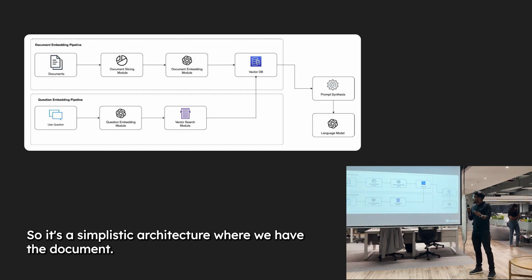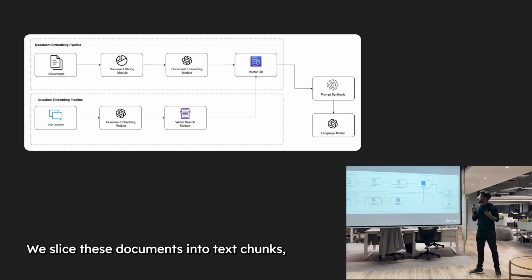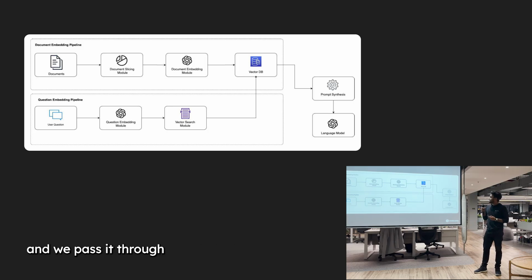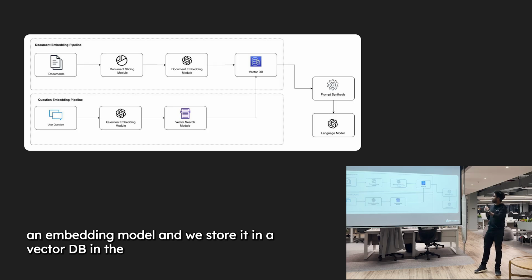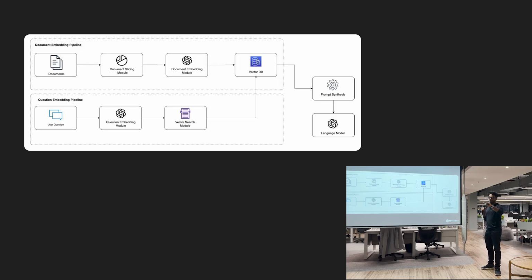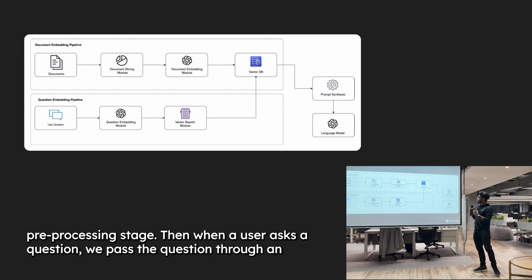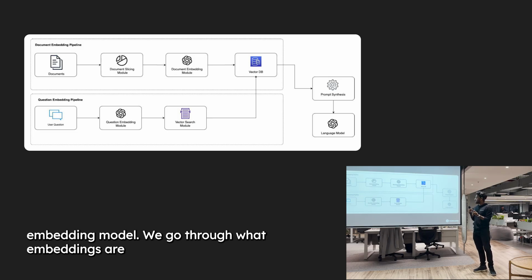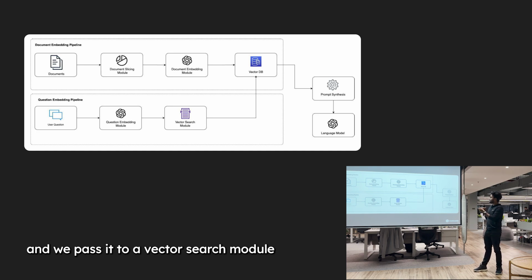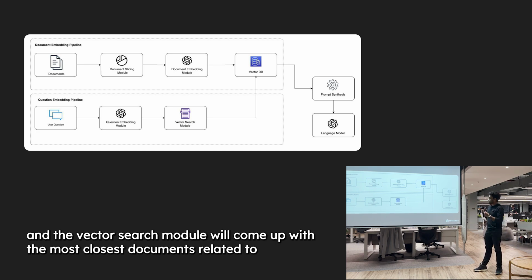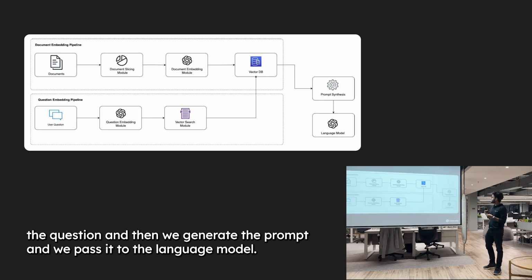So it was a simplistic architecture where we had the document, we slice these documents into text chunks, and we pass them through an embedding model, and we store them in a vector DB in the pre-processing stage. Then when a user asks a question, we pass the question through to an embedding model. We'll go through what embeddings are, and we pass it to a vector search module, and the vector search module will come up with the closest documents related to the question, and then we generate the prompt and we pass it to the language model.